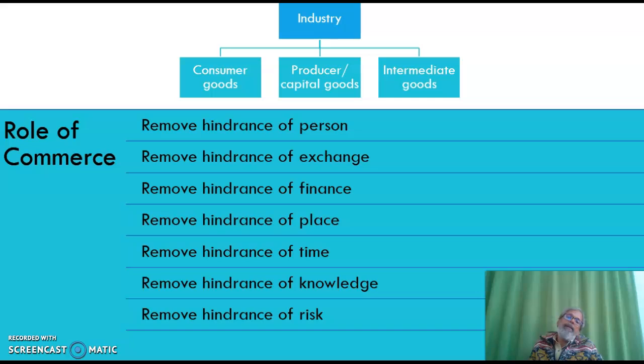If we see, the industry is not only associated with one area, the consumer area. Consumer goods are those goods where the consumer is directly purchasing some particular good for the purpose of consumption.